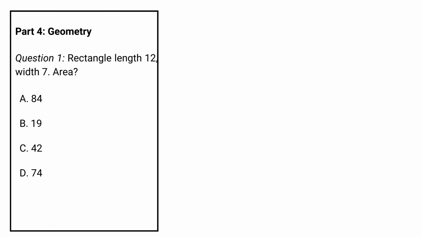Up next, geometry. All you need are a few core formulas for area, perimeter, Pythagoras, and volume. Find the area of a rectangle with length 12 and width 7. Your choices are A, 84, B, 19, C, 42, D, 74. Pause the video and give it a try.